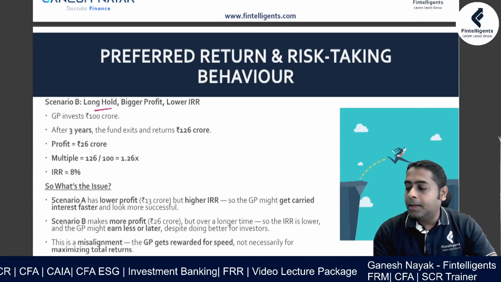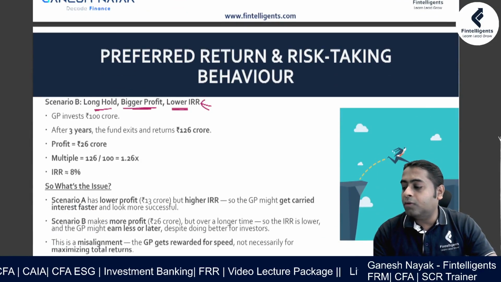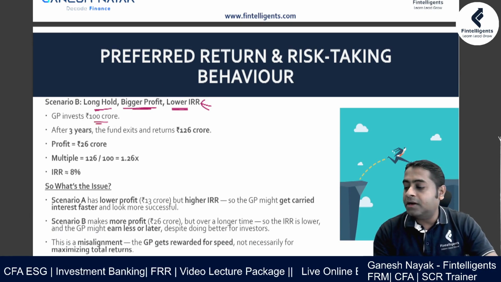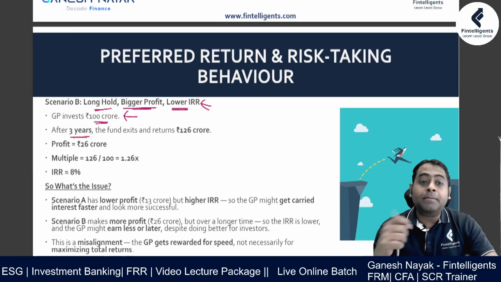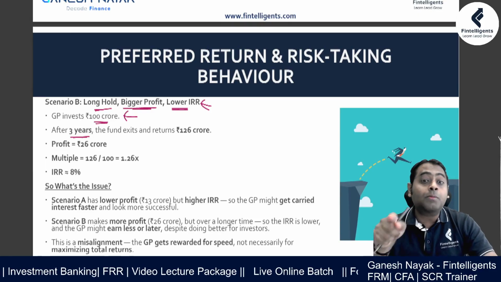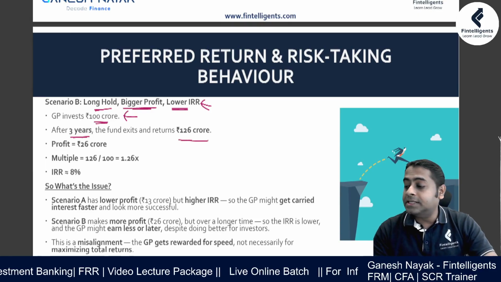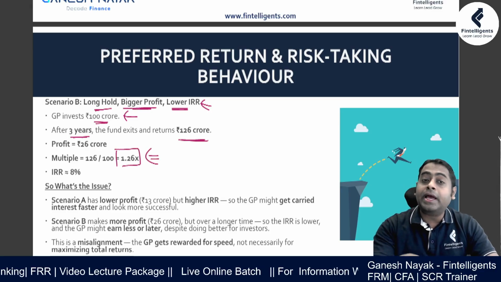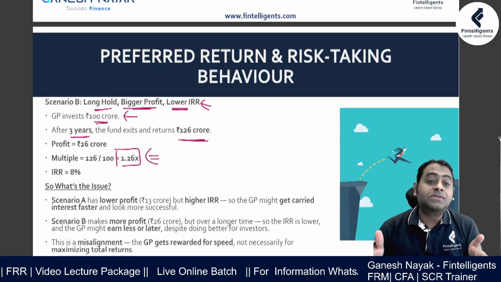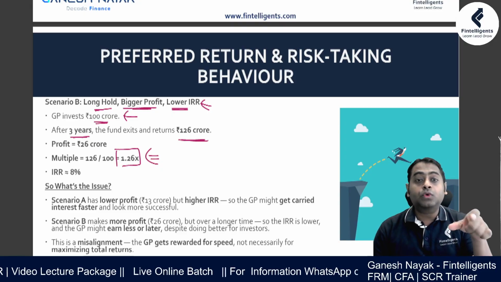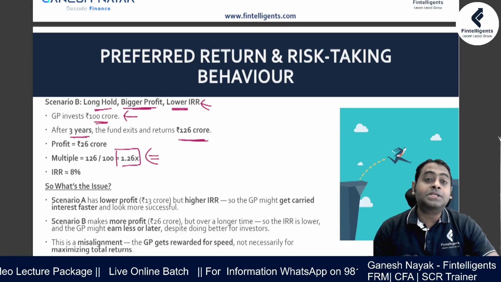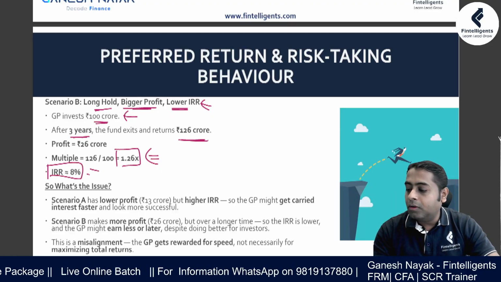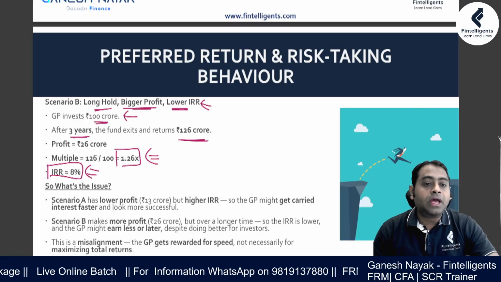Hold long, the profits are bigger, but the overall IRR is lesser. Again investing 100 crores, but the money is coming in 3 years. How much are you making? 126 crores. So in terms of multiple, it is 1.26. But when you calculate IRR, because the time frame is 3 years, even though you have made 26%, that 26% is over a period of 3 years. So your IRR is going to be low.